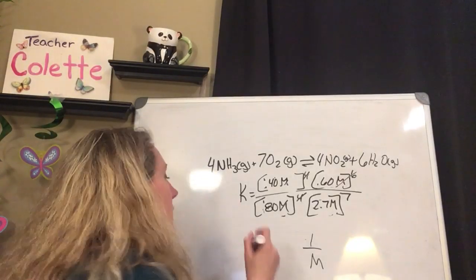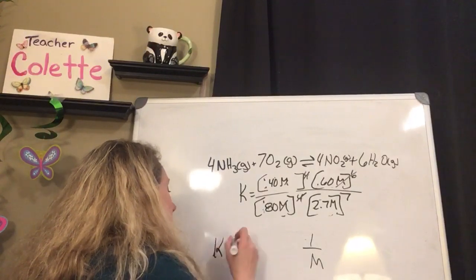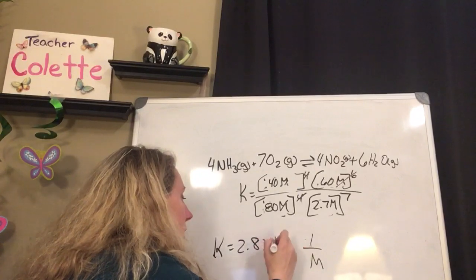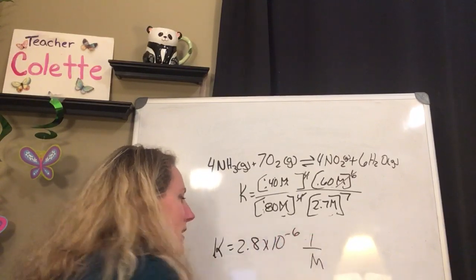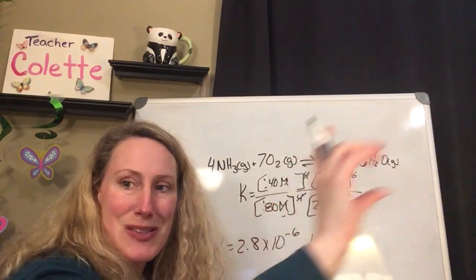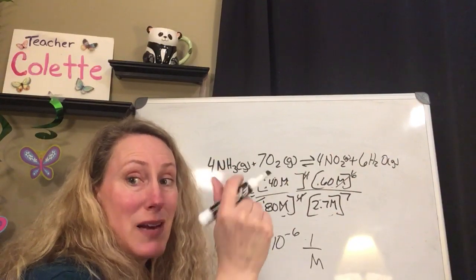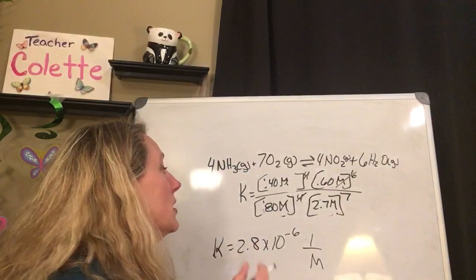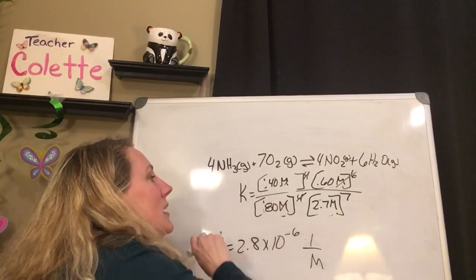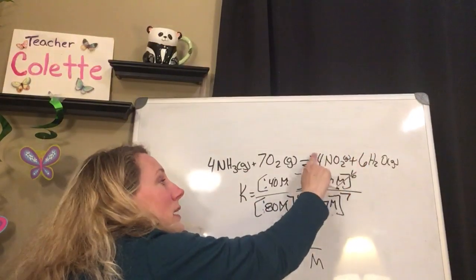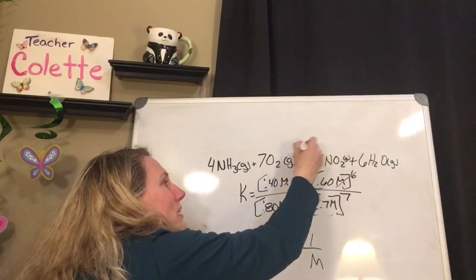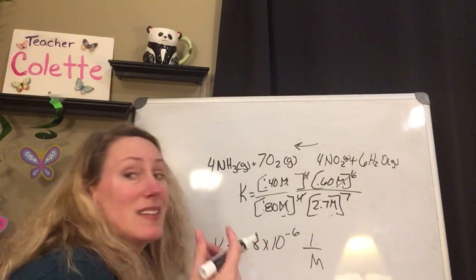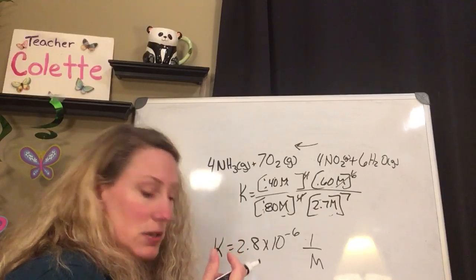And you should get K equals 2.8 times 10 to the negative 6th. Negative 6. That means it's super small, right? 0.000006, right? Super small. So what does that mean? That means that instead of making a whole lot of products, really, I can rewrite this like this. I really have a lot more reactants than products in this reaction.